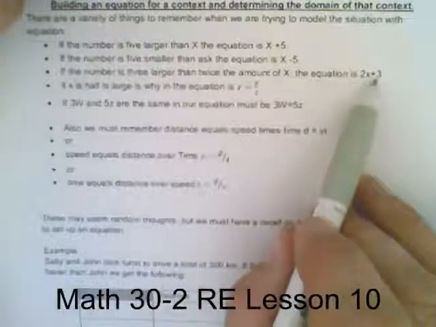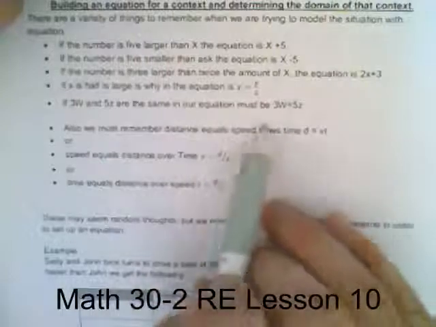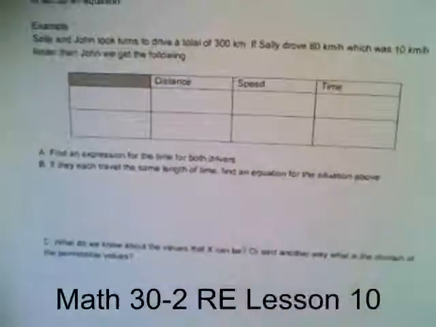3 times larger than twice the amount of x. This is 3 larger than twice the amount of x. Okay, so on and so forth. If 3w and 5z are the same, then 3w equals 5z. Little ideas that go along with this.